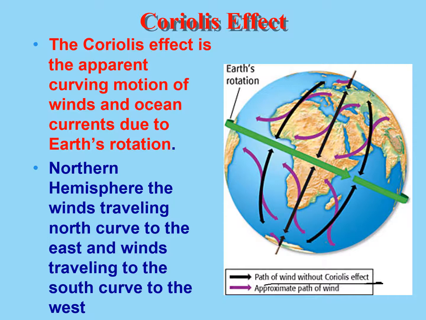But that's not the path that it can take because the Earth is spinning. We're rotating on our axis. That's how we get day and night. And because the Earth is rotating on its axis, the purple represents the curve. The wind starts to curve. Your ocean currents start to curve. They're curving because the Earth is spinning. And so the Coriolis effect is the apparent curving motion of winds and ocean currents due to Earth's rotation.